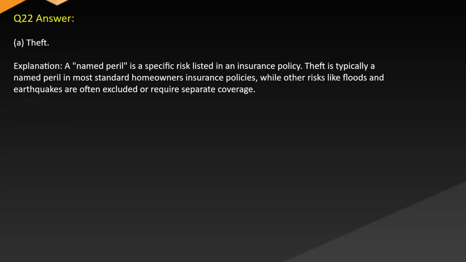Answer: A. Theft. Explanation: a named peril is a specific risk listed in an insurance policy. Theft is typically a named peril in most standard homeowners insurance policies, while other risks like floods and earthquakes are often excluded or require separate coverage.